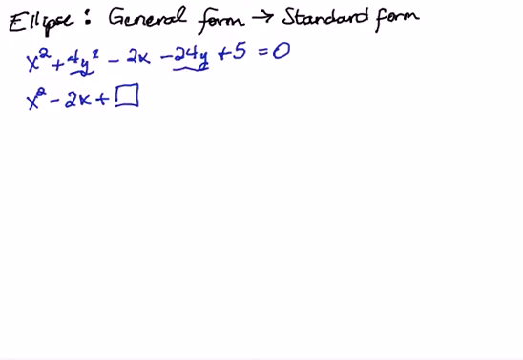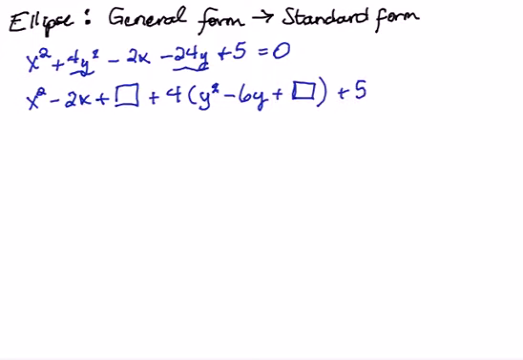We're going to group those together, but also I'd like the coefficient on my y squared term to be 1. So I'm going to go ahead and factor out a 4, which would make this y squared minus 6y. And I'm going to save a little room to complete the square. And then we have plus 5.